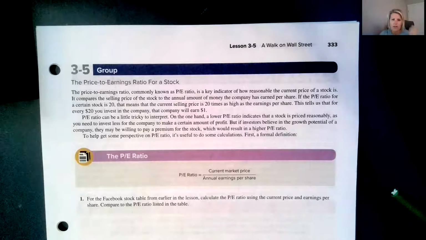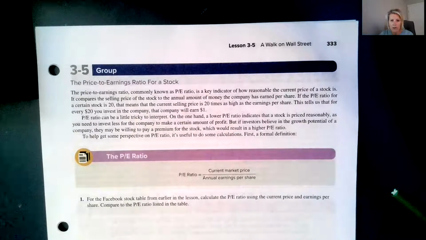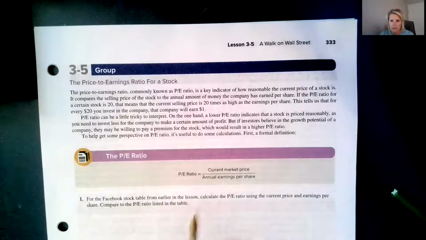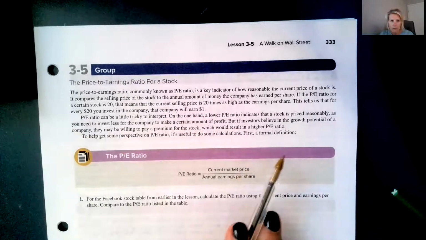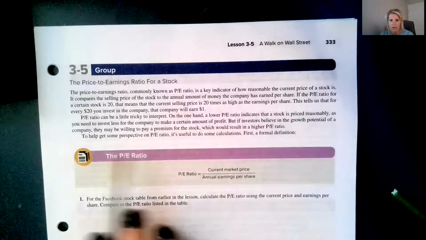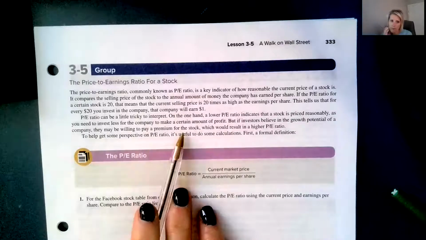PE ratio can be a little tricky to interpret. On the one hand, a lower PE ratio indicates that a stock is priced reasonably, as you need to invest less for the company to make a certain amount of profit. But if investors believe in the growth potential of a company, they may be willing to pay a premium for the stock, which will result in a higher PE ratio.